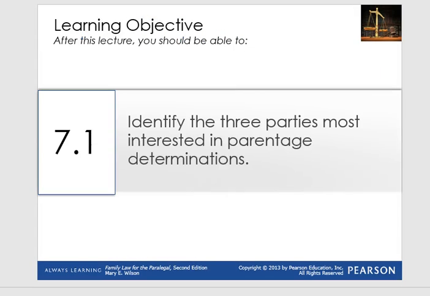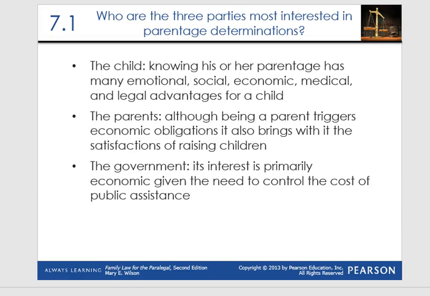First up, identifying the three parties most interested in parentage determinations. Who are the three parties most interested? First, you have the child, whose interest is in knowing his or her parentage, has many emotional, social, economic, medical, and legal advantages for a child. The parents, although being a parent triggers economic obligations, it also brings with it the satisfactions of raising children. And the government, its interest is primarily economic, given the need to control the cost of public assistance.